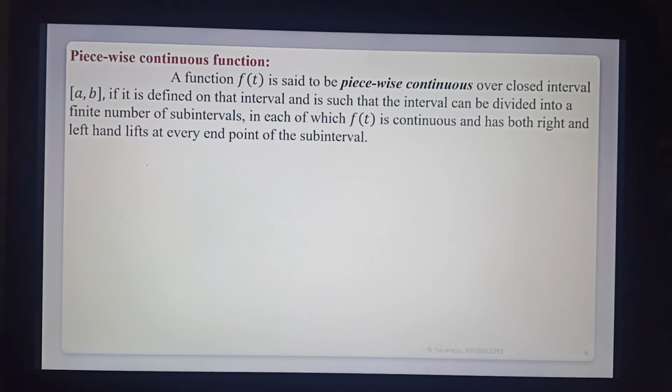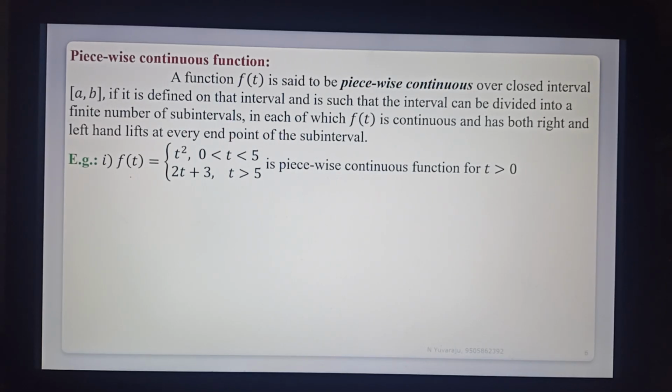That means the given function is continuous on the given interval, and when that interval is divided into subintervals, the function must be continuous in every finite subinterval, and there also exist left hand limits and right hand limits. That is called a piecewise continuous function. When we divide the interval, the function must be continuous at every point in the subintervals. That is the definition of piecewise continuous.